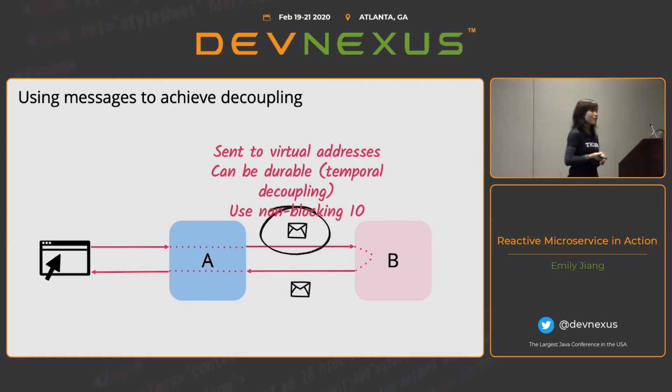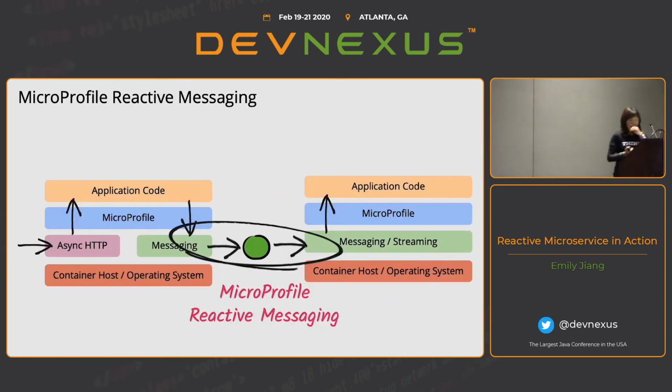So this is asynchronous and also non-blocking. For messaging, I mentioned you can use email in your daily life. However, in microservices, how can I do this messaging? Luckily, we have the MicroProfile Reactive Messaging specification to directly achieve the messaging aspect in your microservices.